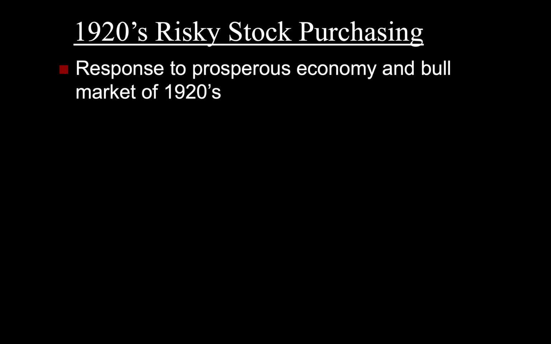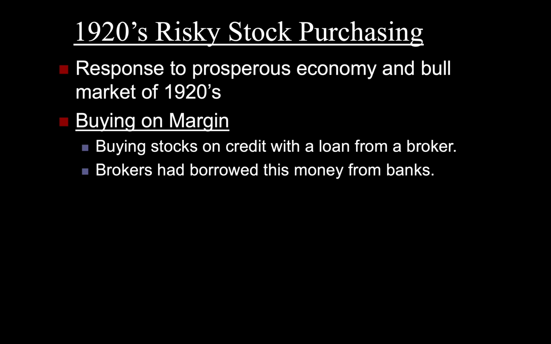During the 1920s, many Americans engaged in risky stock purchasing tactics as a response to the prosperous economy and the bull market that was occurring throughout much of the 20s as America's economy grew. Many Americans began to buy stock on the margin, which means that they were buying stocks on credit or with loans from banks or stockbrokers, and they did not actually have the money to purchase the stocks they were buying.